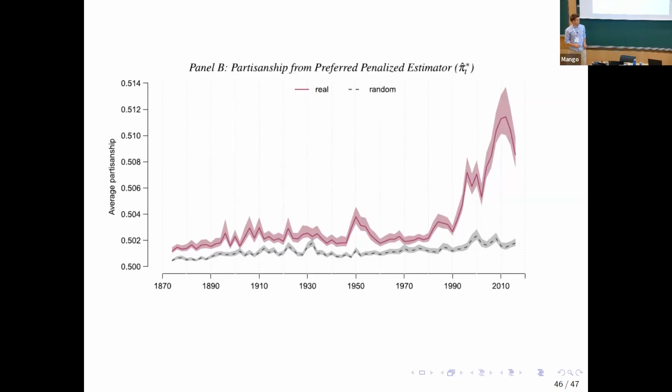Polarization, according to this metric, you can see was fairly stable for the first 100 years of the sample, and then kind of blows up in the last part of the sample. Right? So the main finding is that polarization has risen a lot in the last decades.